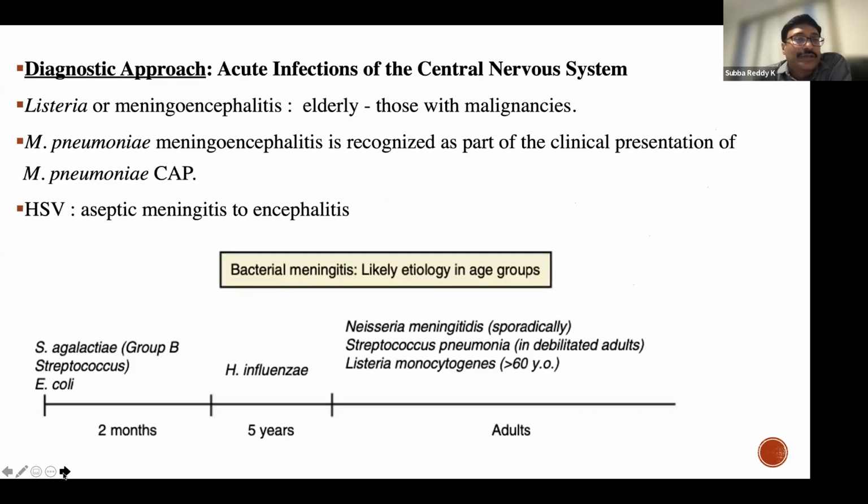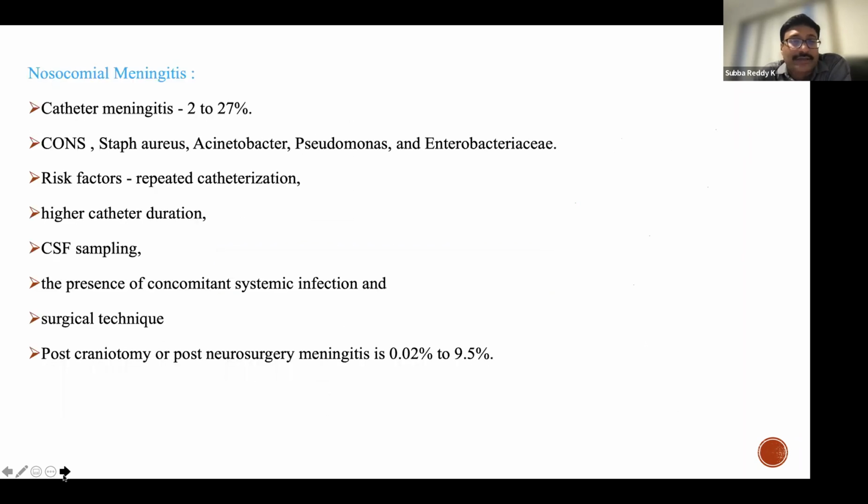So we suspect listeria in elderly people and those with malignancies, and we suspect mycoplasma pneumoniae in meningoencephalitis. If somebody has mycoplasma pneumoniae, community-acquired pneumonia, and HSV, aseptic meningitis to encephalitis, depending on the age, we can suspect: if it is a 5-year-old kid, then Haemophilus influenzae; in adults the regular ones, Streptococcus pneumoniae, Neisseria meningitidis; and in elderly people, more than 60 years old, Listeria monocytogenes is a possibility.